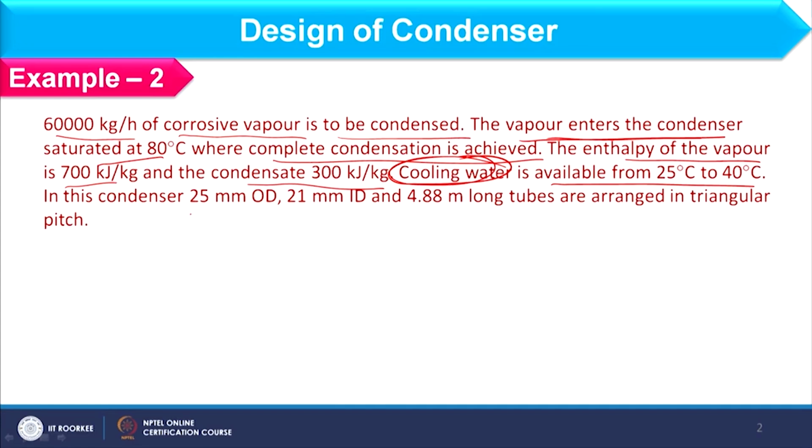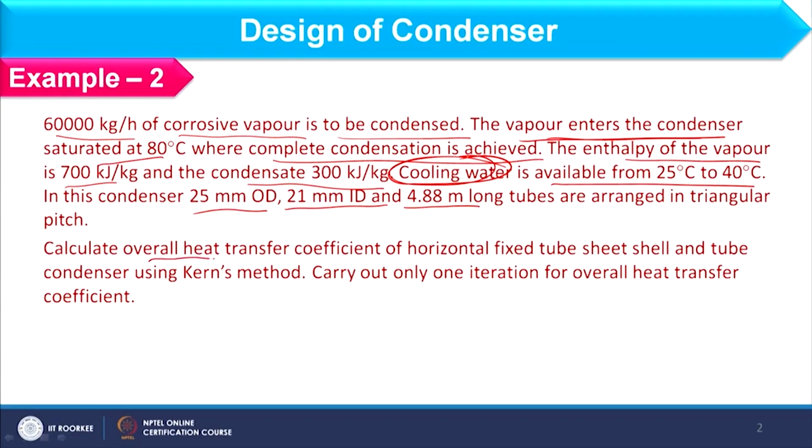In this condenser, 25 mm OD and 21 mm ID tubes, 4.88 meter long, are arranged in a triangular pitch. What we have to find out is the overall heat transfer coefficient of a horizontal fixed tube sheet shell and tube condenser. The positioning of the condenser is horizontal and condensation is occurring in the tube side, and we have to find the overall heat transfer coefficient using Kern's method.